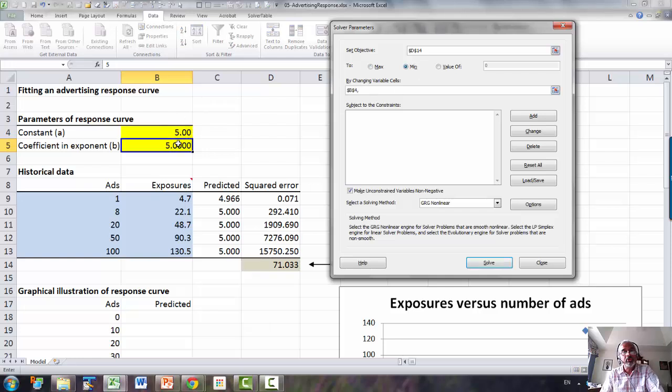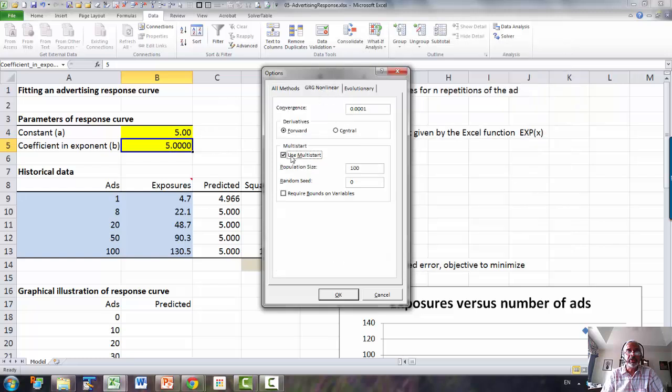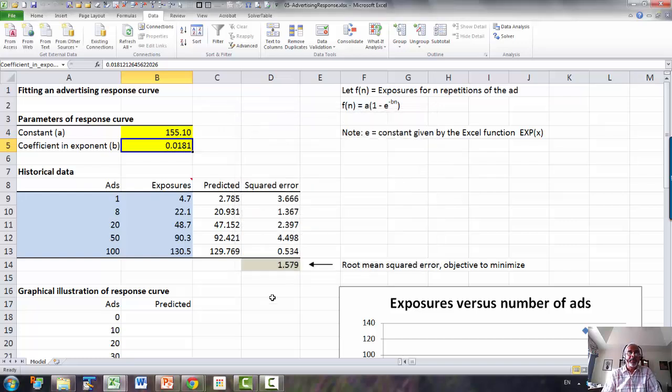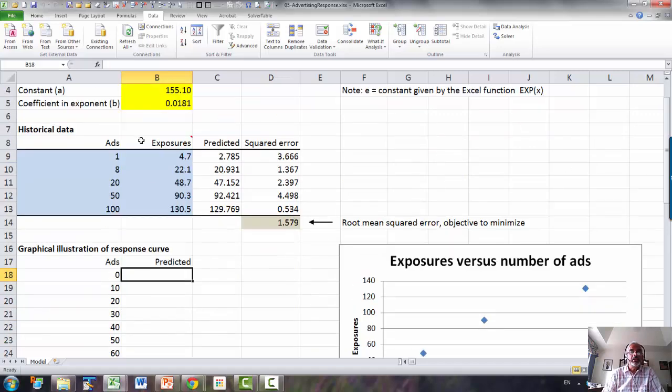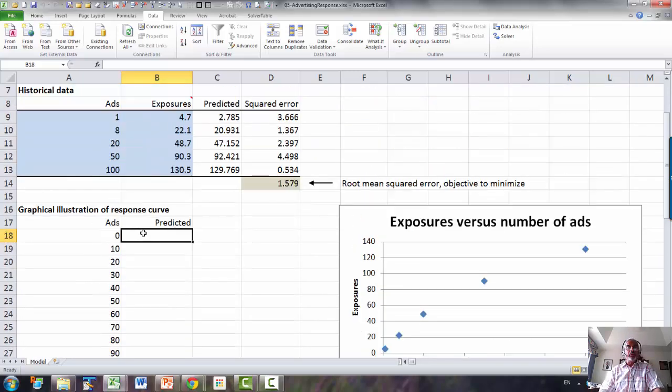We have two changing cells and there are no constraints here. Go to options and make sure that this is not checked and that is checked. And here are the coefficients. Now we can set up the predicted values for all of these different ad numbers and then see how that would look.